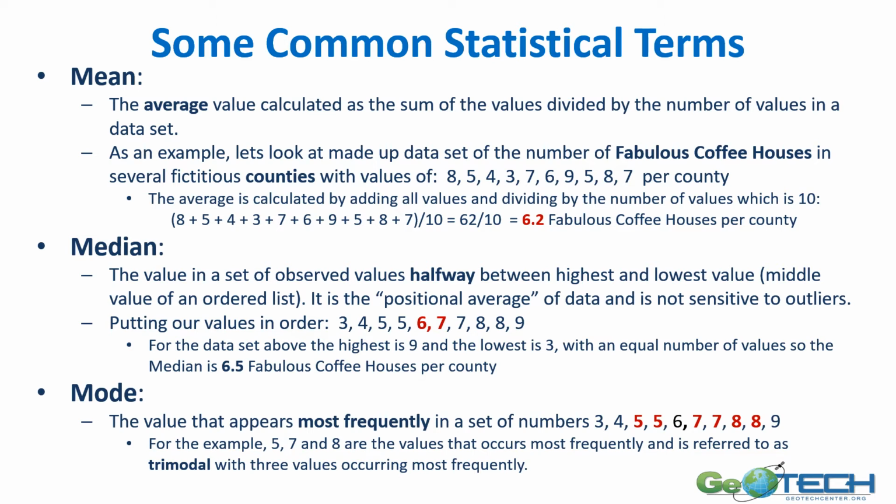Mode is the value that appears most frequently in a set of numbers, and for this set of numbers there are 3 values that occur most frequently, 2 each for 5, 7, and 8. So this is actually classified as a trimodal mode.